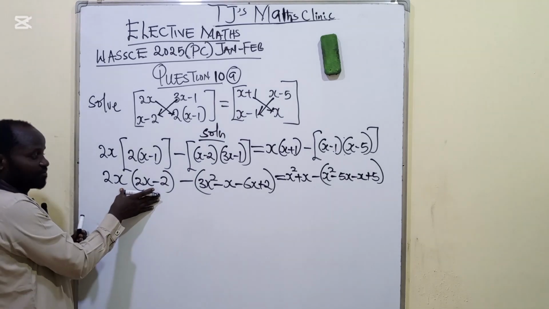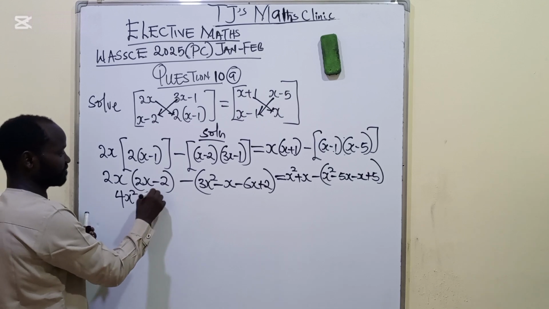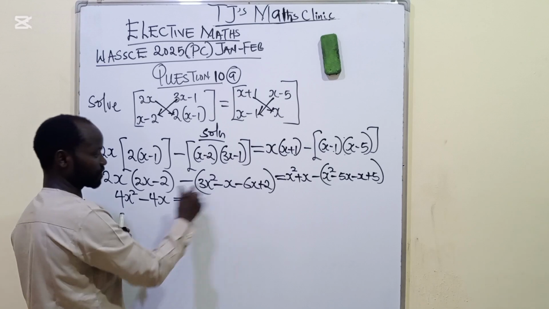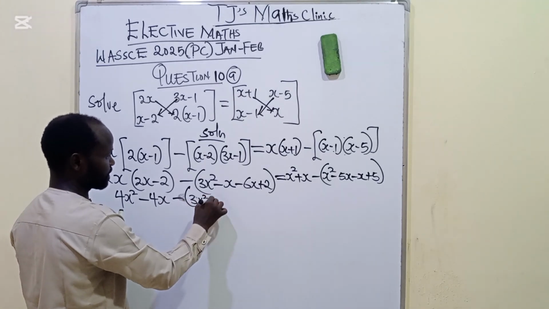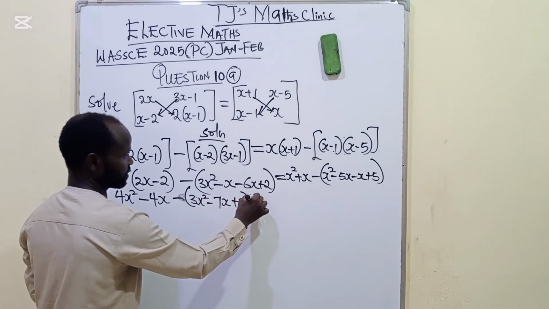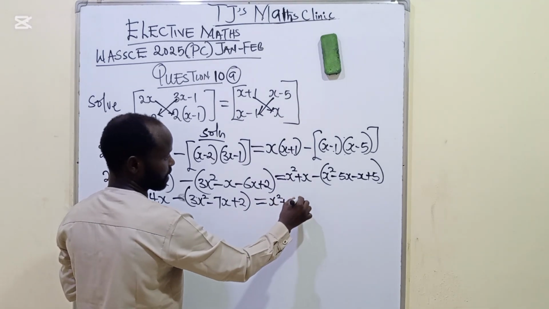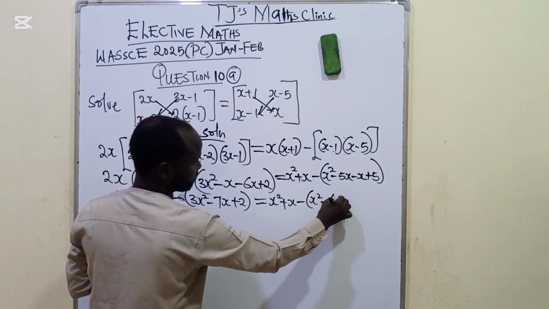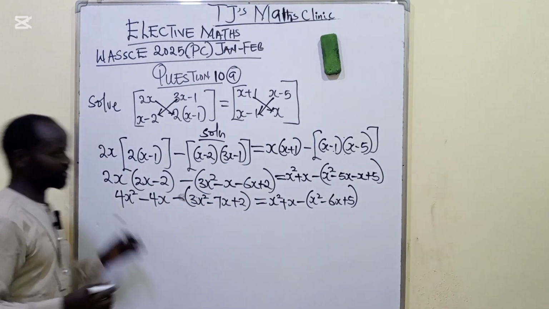Next, we can clear this bracket. 2x times 2x, that will be 4x squared. Minus 2x times 2, that will be minus 4x. This will now be equal to, let's add this, minus x minus, that will be minus 3x squared. Minus x minus 6x, that will be minus 7x plus 2. Then equals x squared plus x minus x squared minus 5x minus x, that will be minus 6x plus 5. So the next thing is to distribute this minus over this bracket.